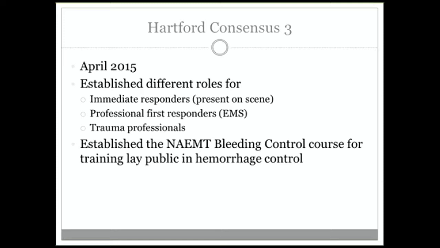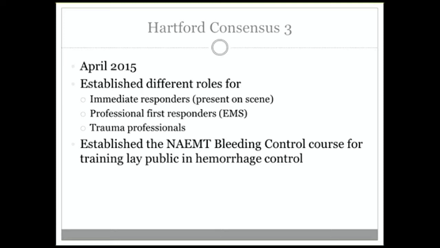And so the Hartford Consensus established this idea of creating immediate responders. These are people who are bystanders but have some basic education and are present initially on the scene of an incident. Therefore, there's not a separate staging area between people who can respond to an injury, and they don't have to wait for the threat to be completely neutralized before the scene can be cleared to provide medical care. Then you have the established roles of professional first responders and trauma professionals in this tiered system.